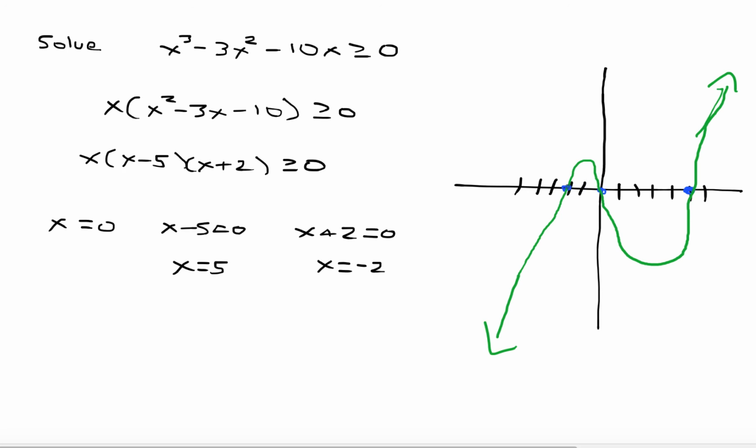It's everything from negative 2 to 0. And we want to use brackets here, not parentheses, because it's greater than or equal to. So which part of the graph is greater than 0? Everything from negative 2 to 0, union with everything from 5 to infinity. This is going to be the final answer. These are the intervals, the x values where the y values are greater than or equal to 0, above the x-axis.